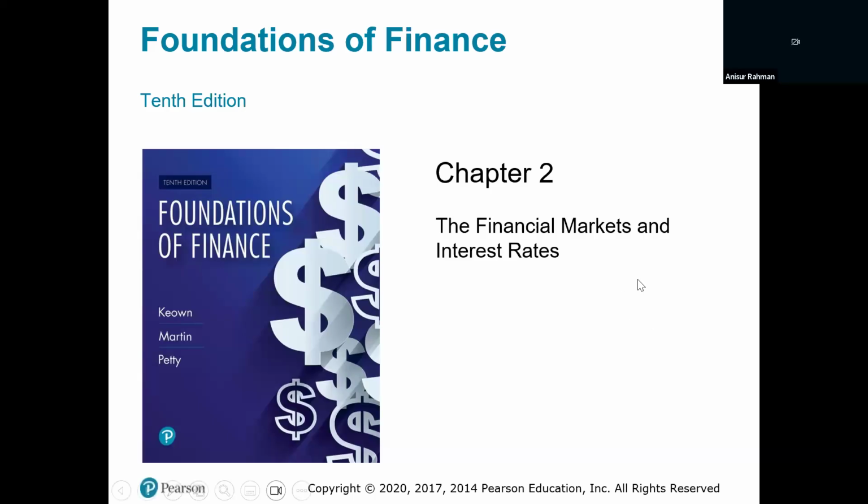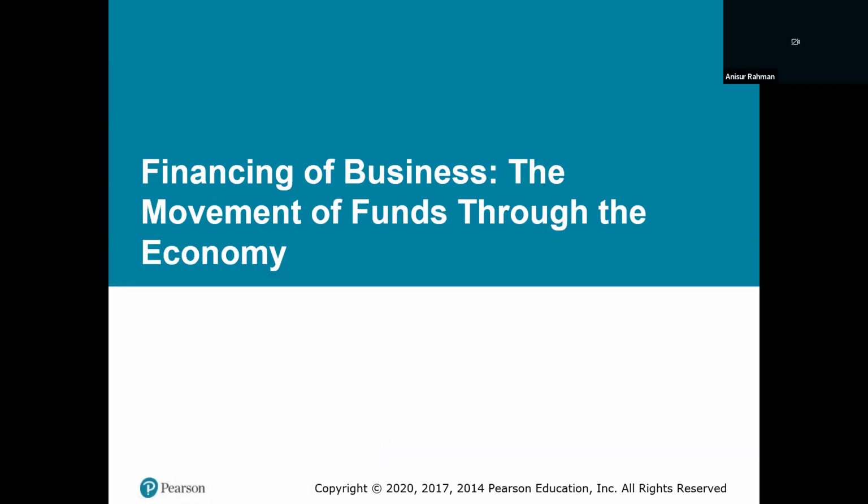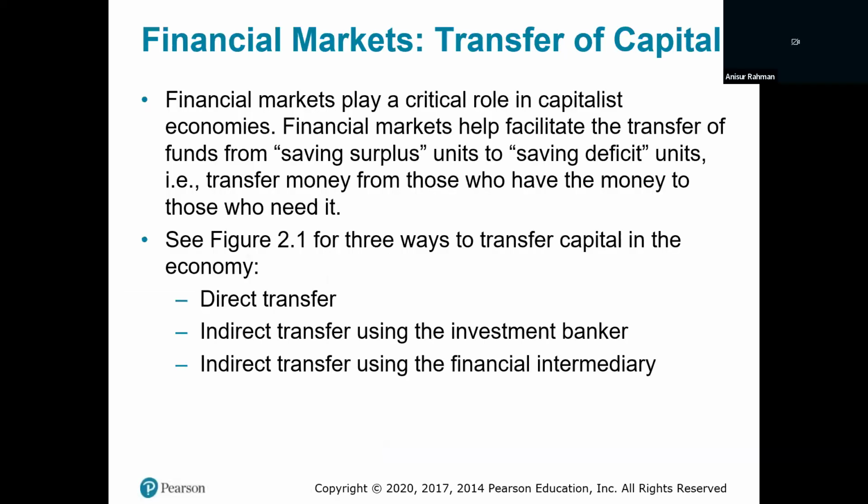So chapter 2 is about financial markets and interest rates. So there may be a question like, which of the following roles is played by financial markets? So financial markets play a critical role in capitalist economies. They help facilitate the transfer of funds from saving surplus units to saving deficit units, right? Different ways to transfer capital.